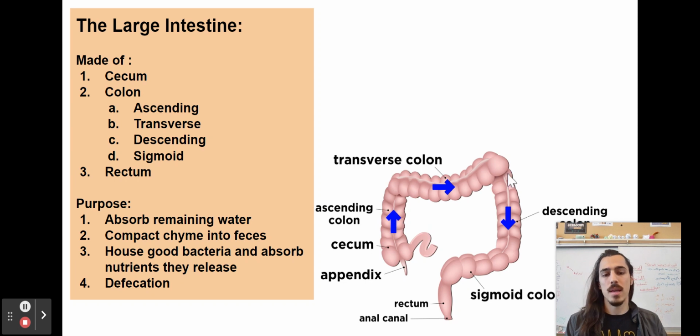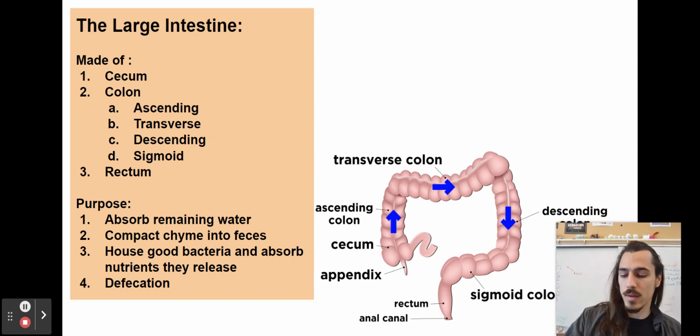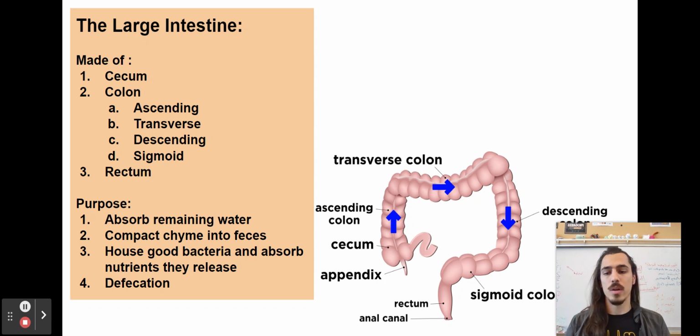But also, the major purpose of the large intestine is to absorb the rest of that water. We don't want that water to go to waste. And also, if we leave that water in our chyme, then it will be really hard to get that out in a very nice way. So we're absorbing remaining water, which then compacts that chyme into feces. That feces travels up the colon, the ascending colon, transverse colon, descending colon, and then the sigmoid colon, where it ends up in the rectum.